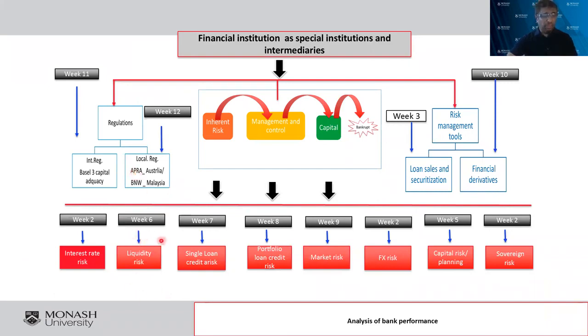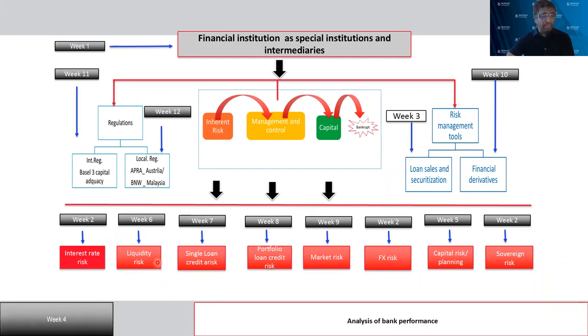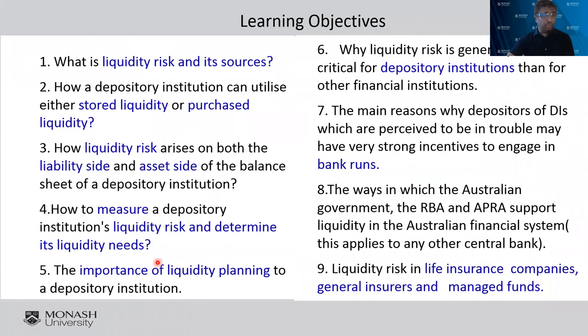Now, when we talk about liquidity in terms of the learning objectives, we are satisfying learning objective number one of this unit, which is identifying the risk of a bank. And also we are talking about the asset and liability management of the balance sheet of the bank, which is learning objective number three. Now, having said that, let me move to the learning objective of this week.